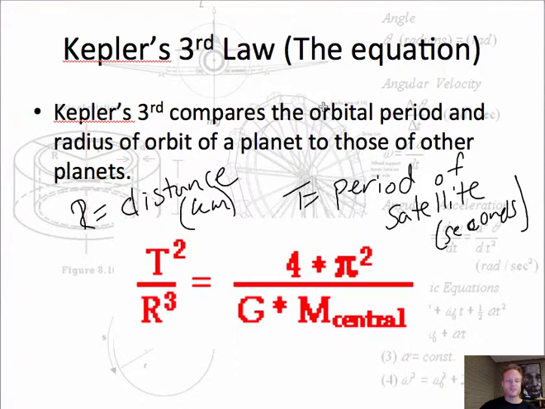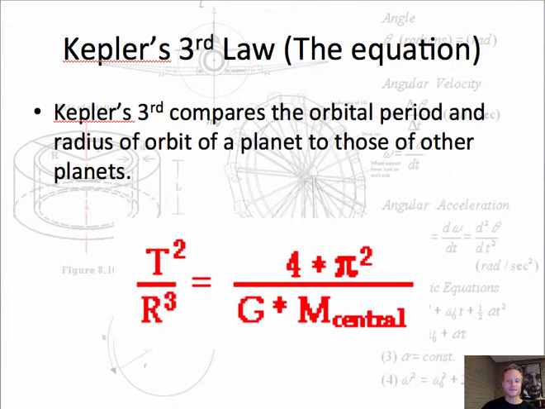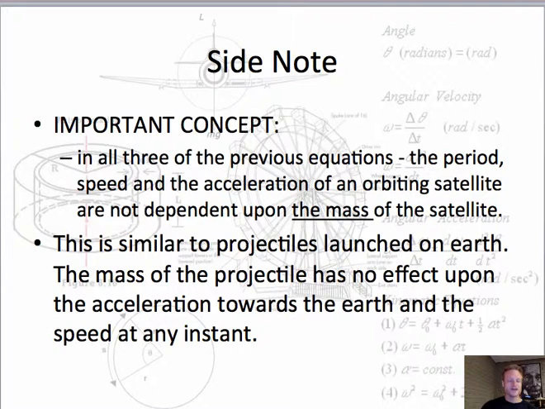In just a second, I'm going to do an example problem dealing with Kepler's third law, so we'll be able to see it in action. Just a side note before I go into that example, an important concept arises as you look at the three equations that I just presented to you. In all three of those equations, for the period, the speed, and the acceleration of an orbiting satellite, none of them cared about the mass of the satellite itself, which is kind of interesting to think about.